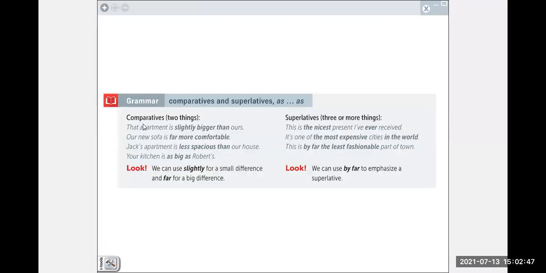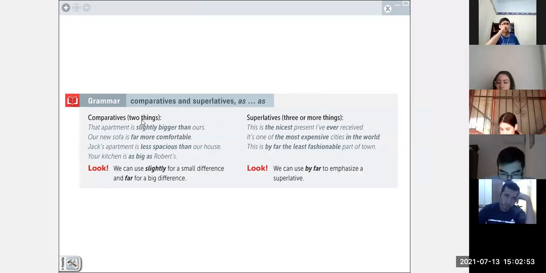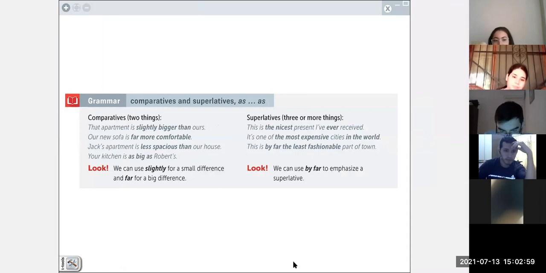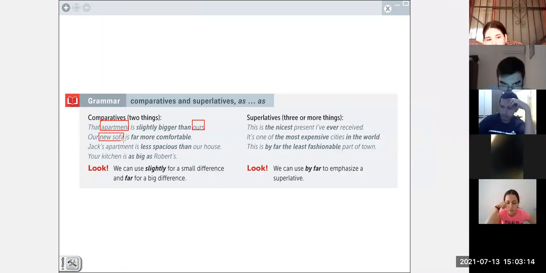Here we have some other examples. Comparatives, two things. Okay, remember that when we use comparatives, we only talk about two things. Please, Yesarel, can you read the examples of comparatives here? That apartment is slightly bigger than ours. Our new sofa is far more comfortable. Jack's apartment is less spacious than our house. Okay. Your kitchen is as big as Robert's. Very good.